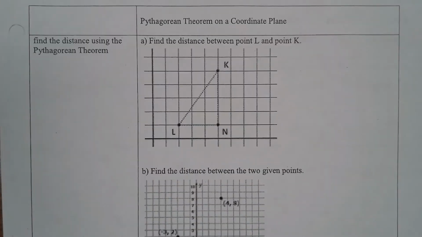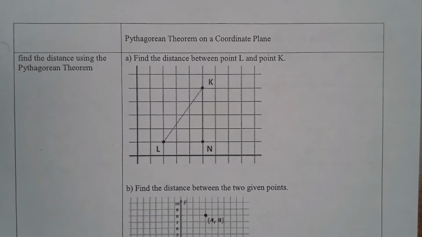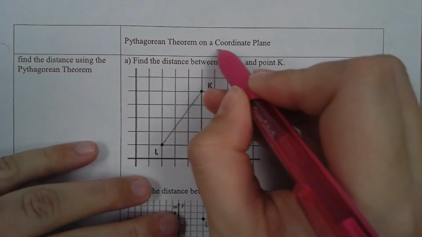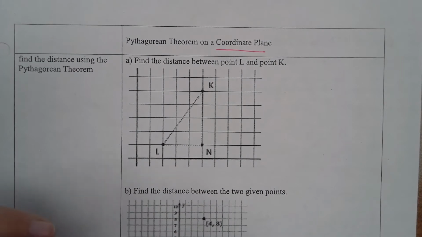Okay, so cohort 1, this is the notes that you should have received on Wednesday when I saw you. So we are just going to go through this real fast, and then you can work on your homework, which is the backside. Okay, so we're still working on the Pythagorean theorem, but we are going to talk about it on a coordinate plane.